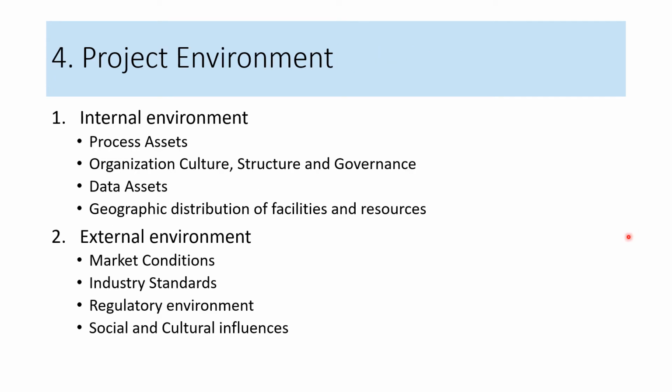What is the fourth element of value delivery system? The project environment itself. We have two types of environments. One is the internal environment within the organization, and the second is the external environment, which is outside the organization.